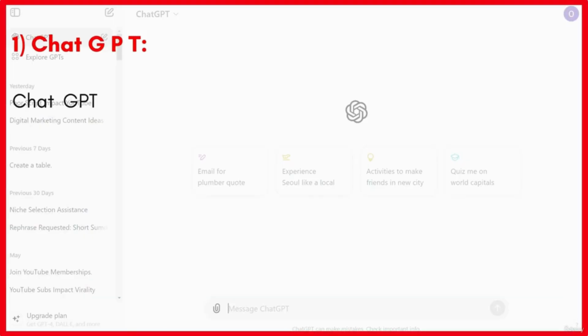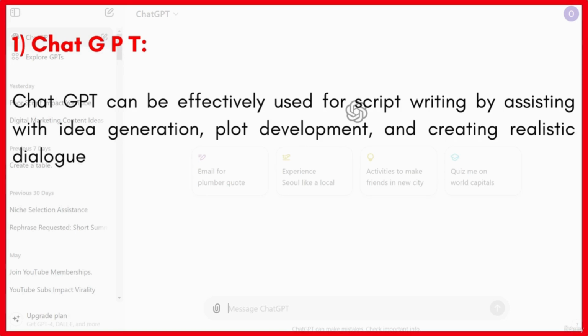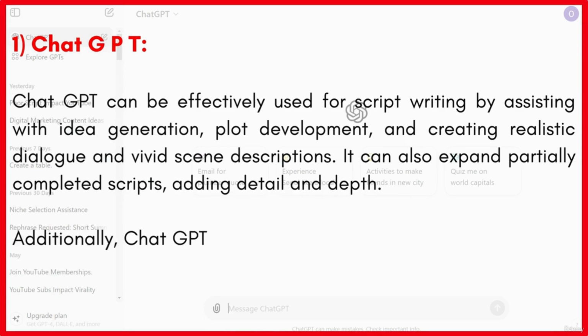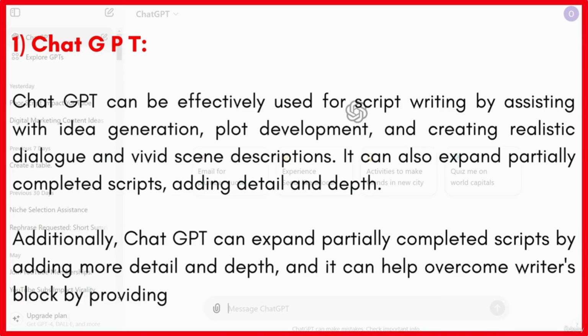1. ChatGPT. ChatGPT can be effectively used for script writing by assisting with idea generation, plot development, and creating realistic dialogue and vivid scene descriptions. It can also expand partially completed scripts, adding detail and depth. Additionally, it can help overcome writer's block by providing continuous input and suggestions.